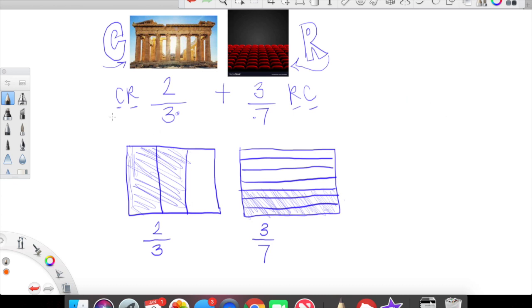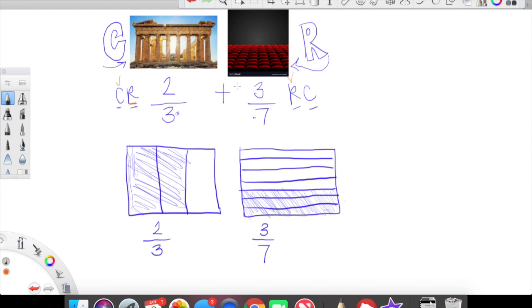Okay, so now we've done our columns for 2/3. We've done our rows for 3/7. Now we need to go back and lay our rows on top of our columns, and then draw our columns on top of our rows, thus revealing the magical common denominator. Okay, so now I'm going to put my rows on top of my columns.